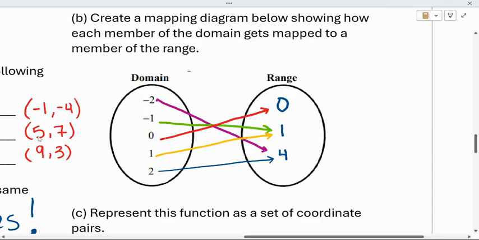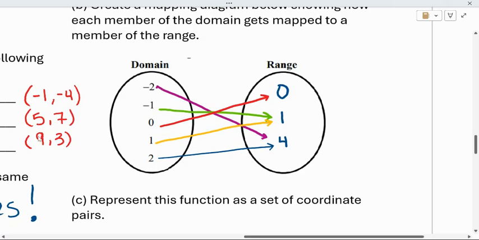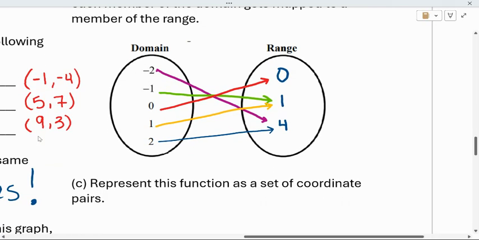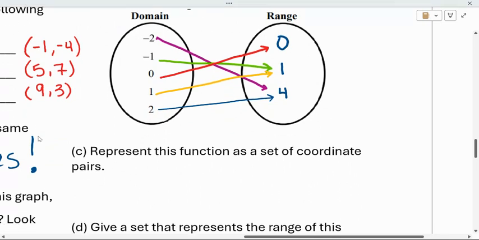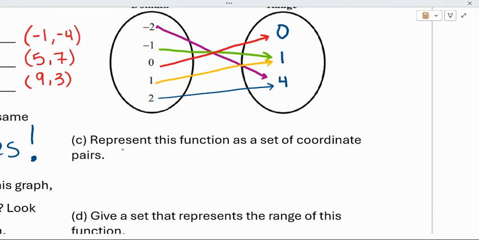We have to represent this function as a set of coordinate pairs. That's the same thing as saying ordered pairs. So let's see. Set notation. So we're going to use a little squiggly bracket, and then we're going to write 5 ordered pairs because I have 1, 2, 3, 4, 5 arrows. So I'm going to start with my first arrow. When x is negative 2, my output is 4. So that's the ordered pair, negative 2, 4.